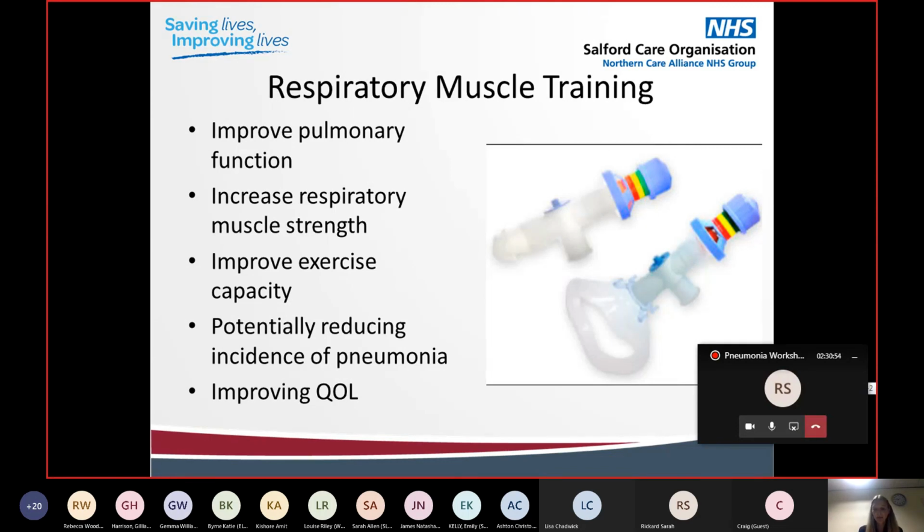Craig did say that there was a study by Pollock in 2013 which didn't find any particular effect on incidence of pneumonia, but I have pulled on some other systematic reviews and I'm going to have a look at some of that evidence. But for those people who don't know what respiratory muscle training is, it is a device which is generally used with a nose clip. So we're looking at inspiration, expiration without any use of the nose.